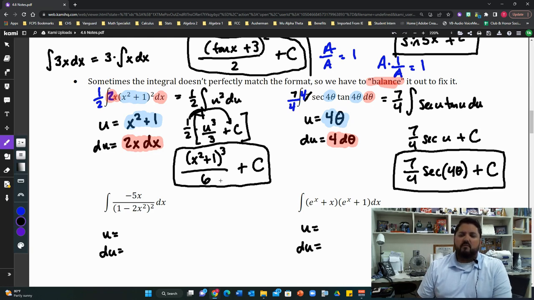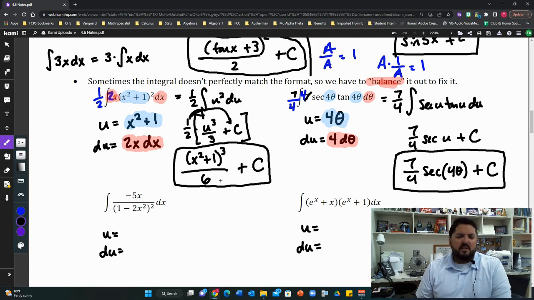This is a 7/4 times secant u problem. My inside's derivative is just 4, so when I multiply by that, it's going to cancel. That's how I got the 7 that was out there to start. And then the derivative of secant is secant tangent. So that's where we get secant 4 theta, tangent of 4 theta.